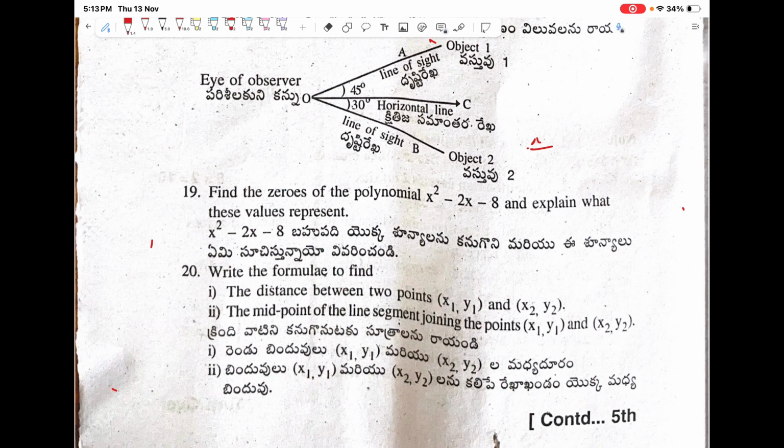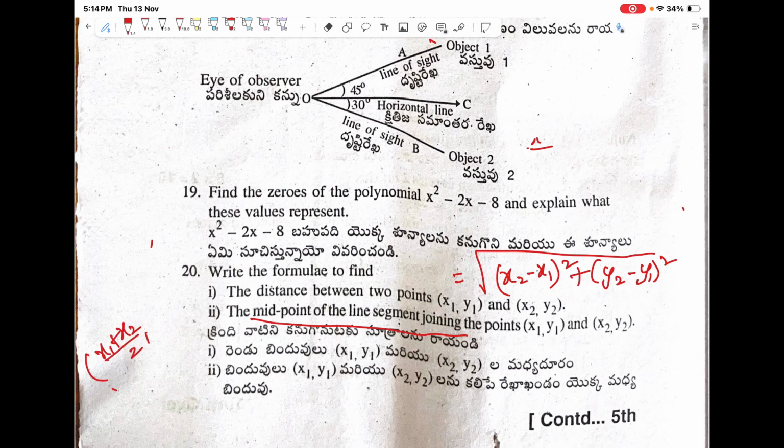What they are asking you is to write the formula to find the distance between 2 points x1 y1 and x2 y2. Just a formula you have to write. Distance formula: square root of x2 minus x1 whole square plus y2 minus y1 whole square. And the next one, the midpoint of the line segment formula you have to write. Very simple: x1 plus x2 by 2, y1 plus y2 by 2. So the line segment midpoint formula is this.